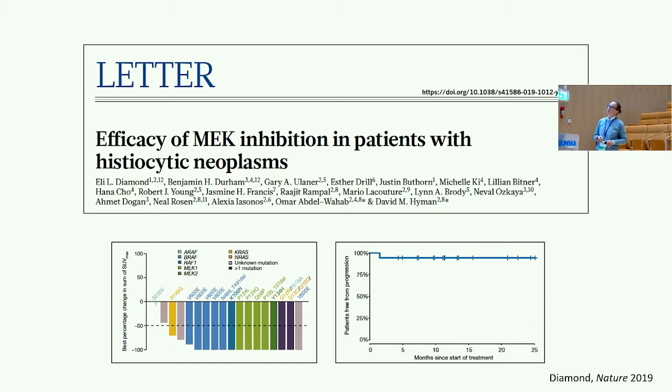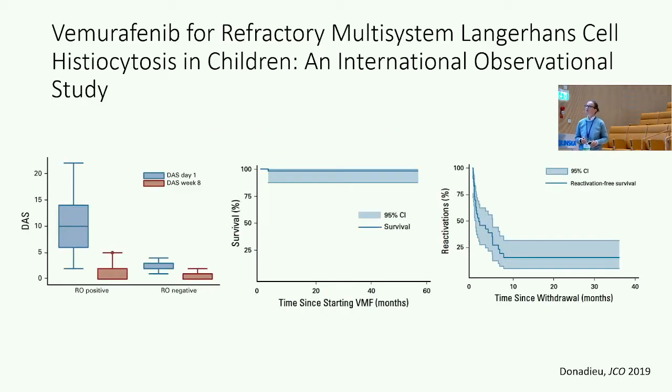This is the only adult data I show. It's the Eli Diamond Nature paper, and they showed that across all histiocytic neoplasms, MEK inhibitors are extremely efficient. Just look at this progression rate. So the disease stability is, I think, amazing for these entities in the adults.